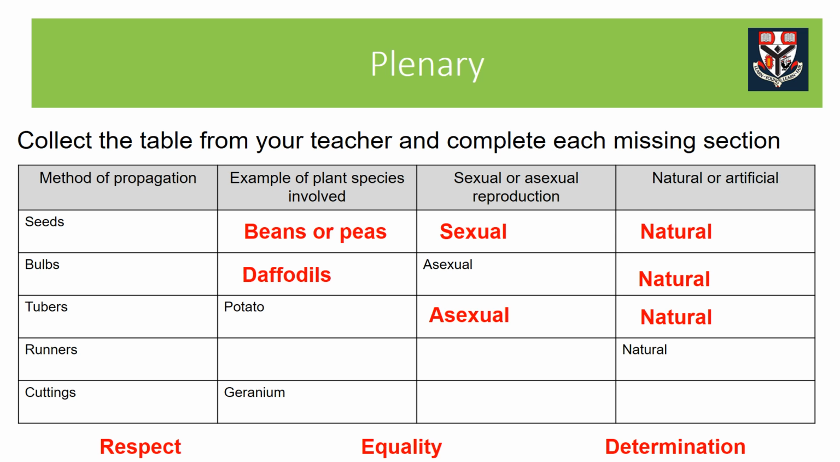Plant species that involve runners are strawberry plants. The example is asexual, and again it is a natural process. A common plant we use to take cuttings from are geraniums. It's an asexual method of reproduction and is an artificial process.